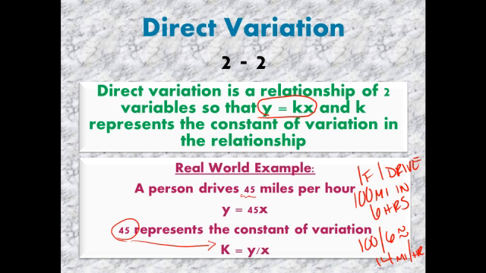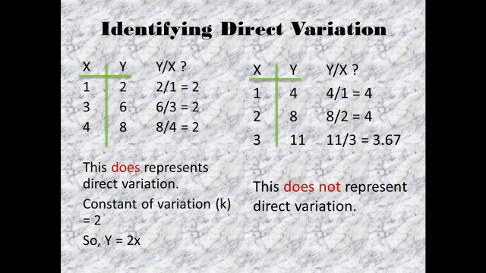So in today's lesson, we will be looking at direct variation in concrete and real-world and abstract examples. How to identify direct variation. If we're looking at the table of y in a relationship with x, we see that when x is 1, y is 2, x is 3, y is 6, x is 4, y is 8.